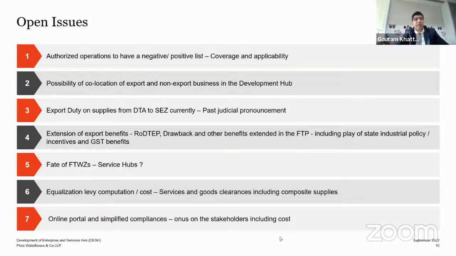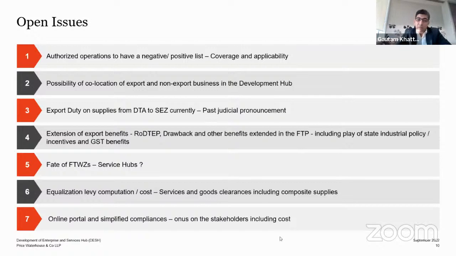What is going to be the fate of FTWZ, which is the free trade warehousing zones? These zones have been facing constraints in terms of business, a lack of business. Whether these would fall part of service hubs or enterprise hubs: as I said, in the development hub, clearly there are two categories. Enterprise hub, which will be for manufacturing and where services could also operate, but service hub is purely going to be for services. Now, whether these activities of warehousing, packing, repacking are classified as manufacturing or services would need to be seen.